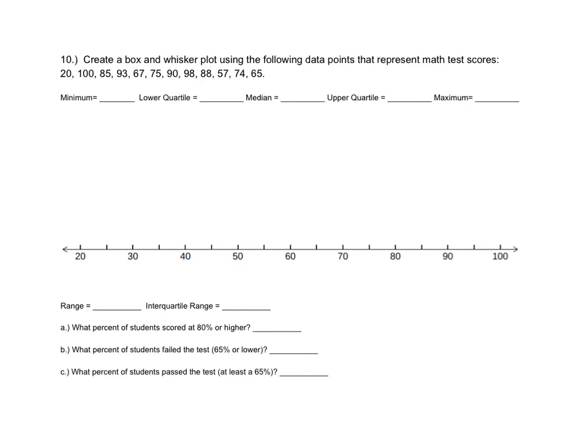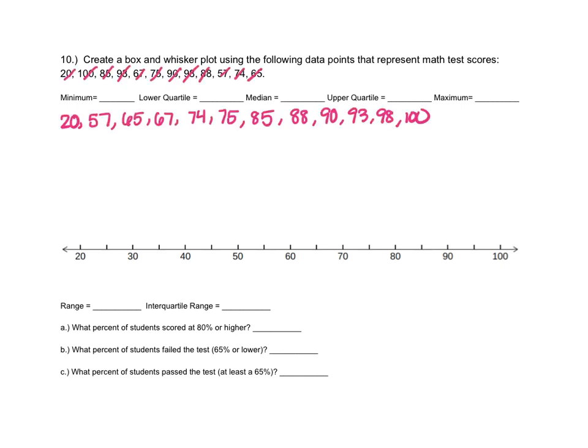This video is going over number 10 for the review. To create a box and whisker plot, you first start out by ordering the numbers from least to greatest. From there, the easiest numbers to find are the minimum and the maximum.